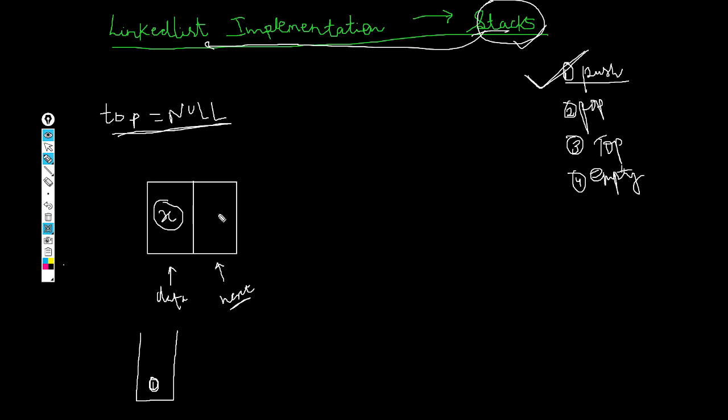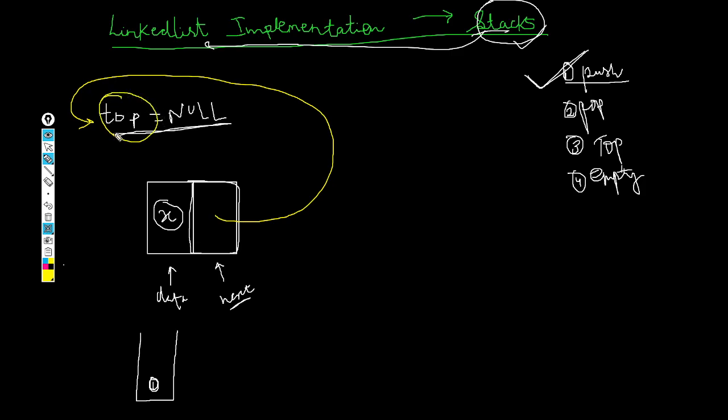So we'll be putting x over here. And the next part, we'll make point to our top pointer, right? So this will be pointing towards our top pointer. And then this top pointer we'll make equal to this particular node. So basically our top pointer will now be pointing towards this node.